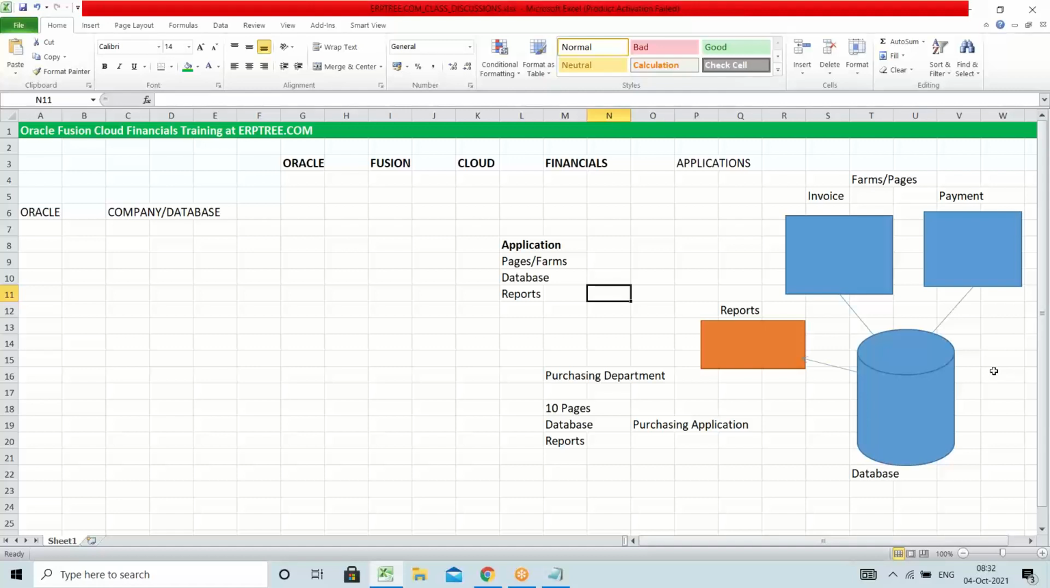But there is a small point which we have to understand. Anyway, I'll discuss that. But on the high level, take this point. We don't need to write any program. These are ready. To create invoices, there is an invoice form. We don't need to create an invoice form. Oracle is creating and Oracle is providing.